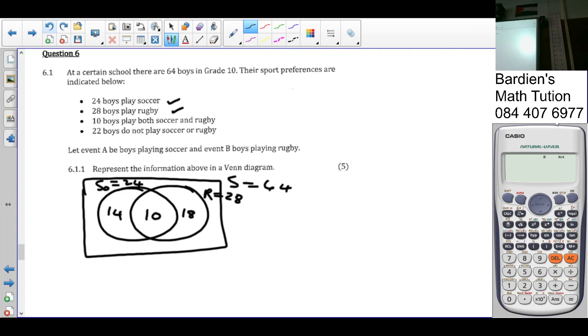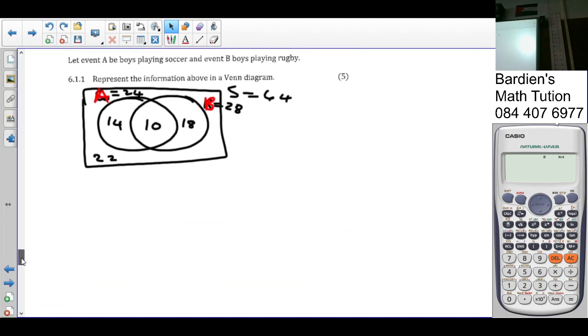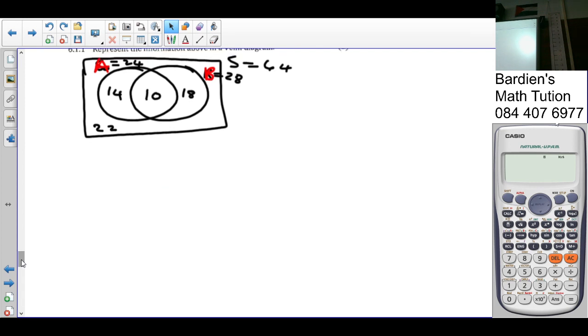22 do not play soccer or rugby. So that means to say that 22 doesn't belong to any of these subsets. So 22 will be on the outside. Let A be the boys playing soccer and B the boys playing rugby. So in other words, this here had to make set A and that had to be set B. Okay, I think that is fairly simple. At this point you can pause the video and read the word problem, and if you got it wrong initially, make sure you understand how to do this question. Okay. So that's 6.1.1.